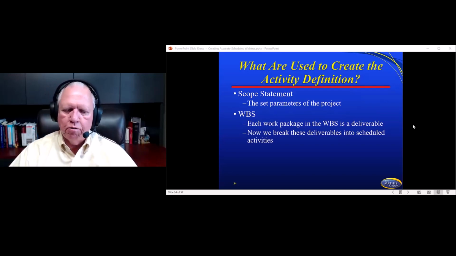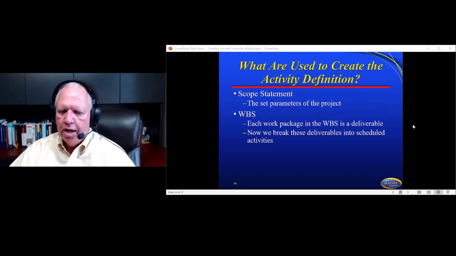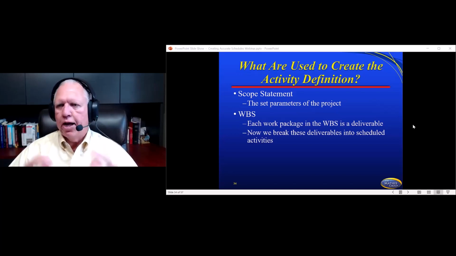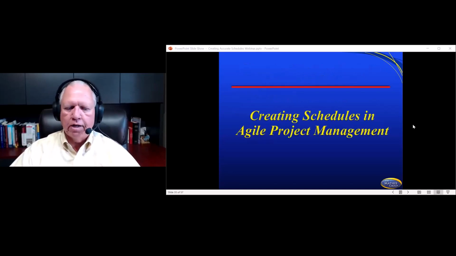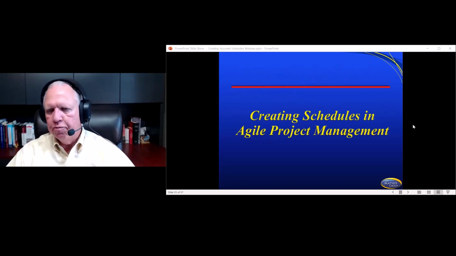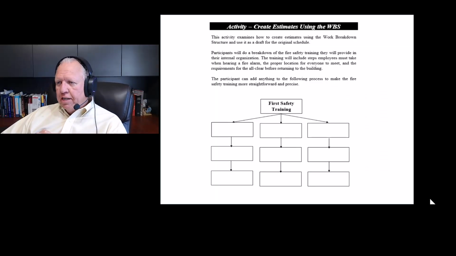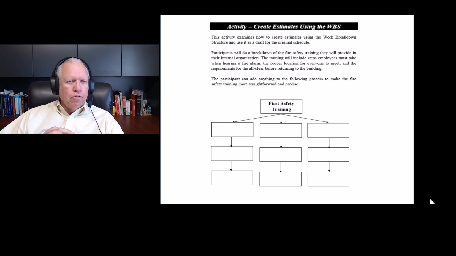You're looking at that scope statement. You're going back to the scope statement, which has developed that WBS. And the WBS and those work packages have been broken down into those categories of work to help us with these activities. And those activities will be much, much clearer. All right, now you're getting ready to do an activity called creating estimates using the WBS.